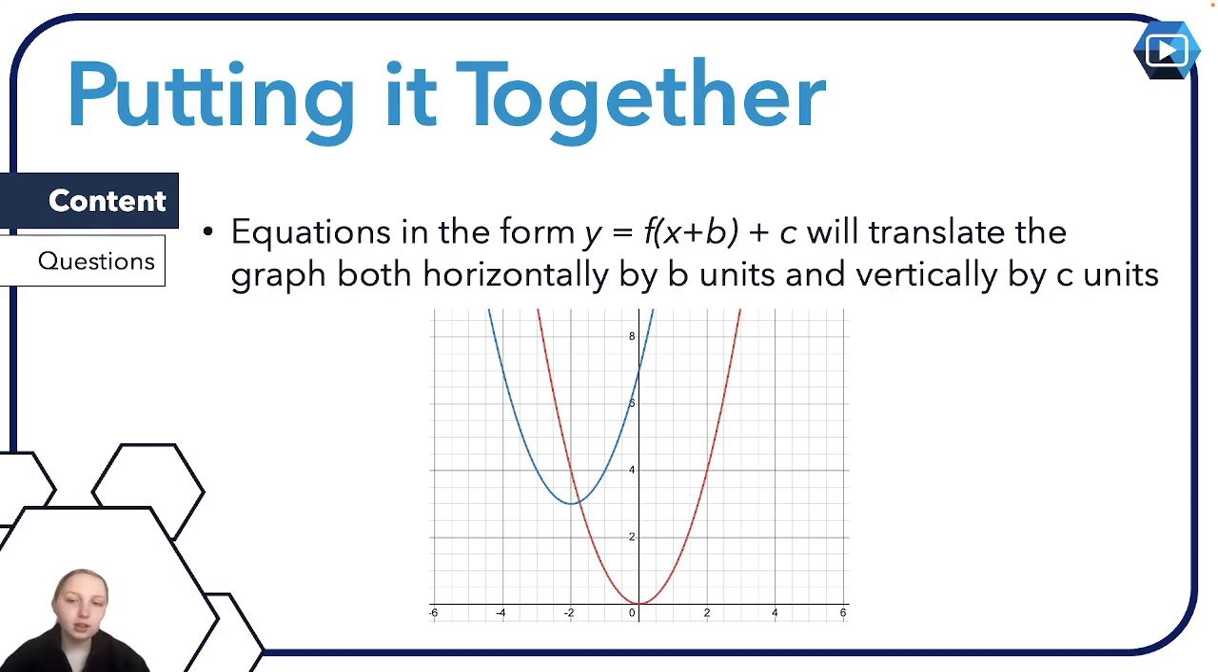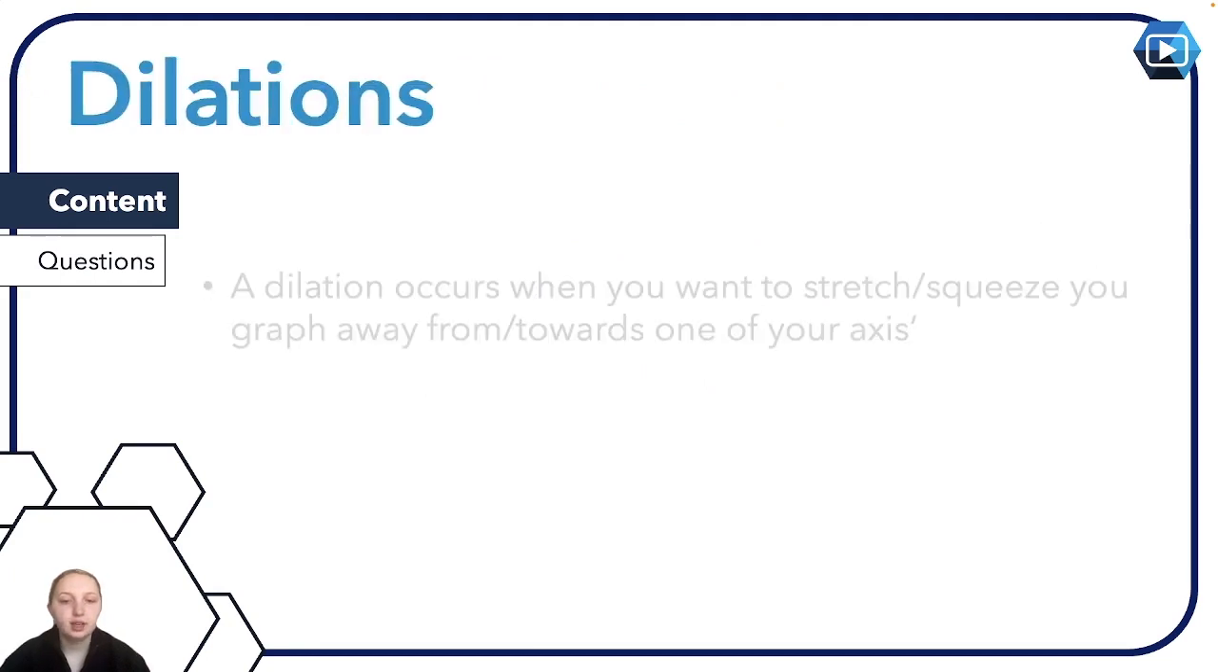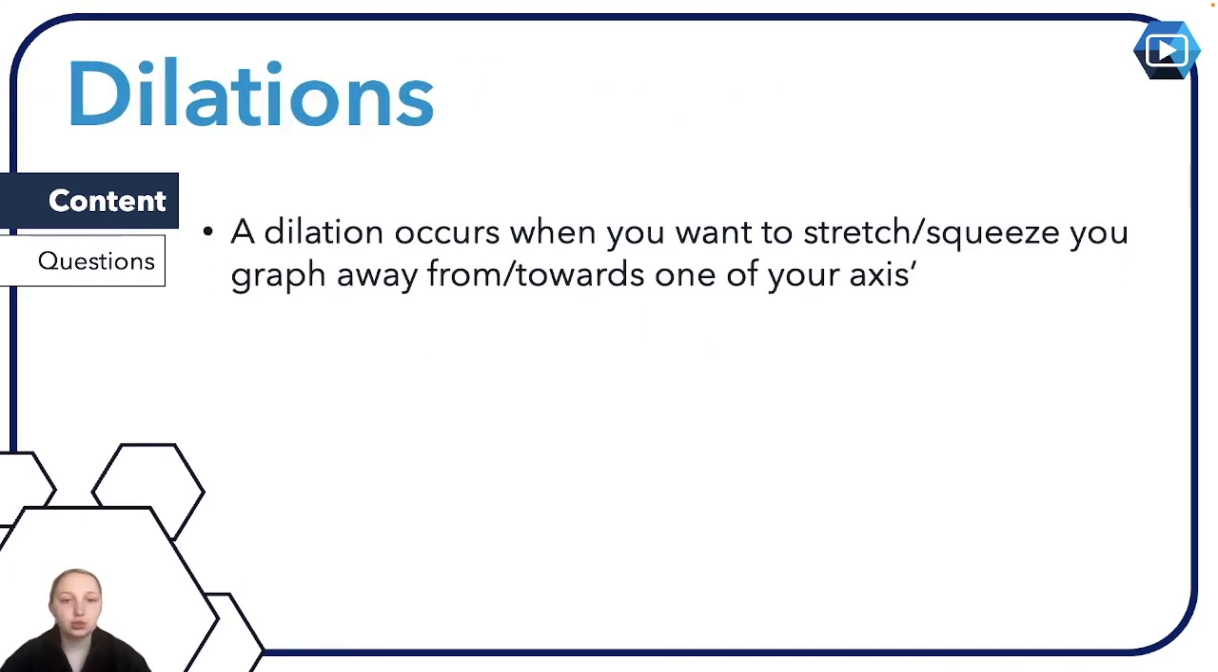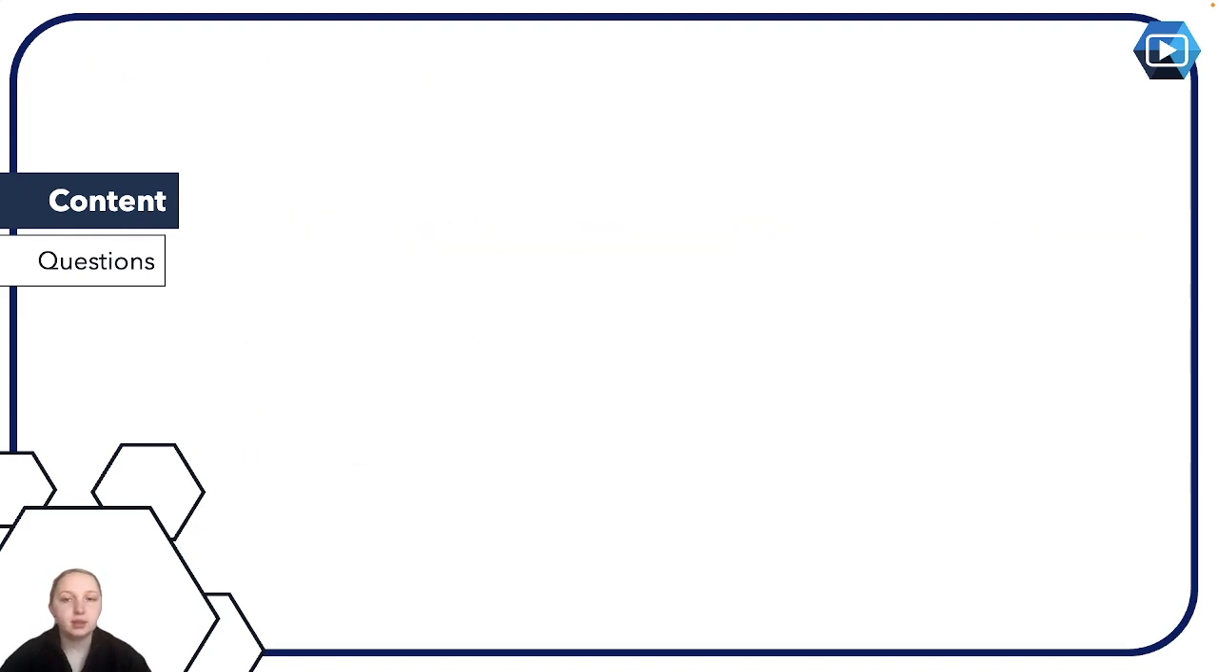The next thing we're going to have a look at is what a dilation is. A dilation occurs when you want to stretch or squeeze your graph away from or towards one of your axes. This is a little bit hard to understand, but essentially, just like we've got translations, there are 2 types of dilations, vertical and horizontal. We'll have a deeper dive into both of these.